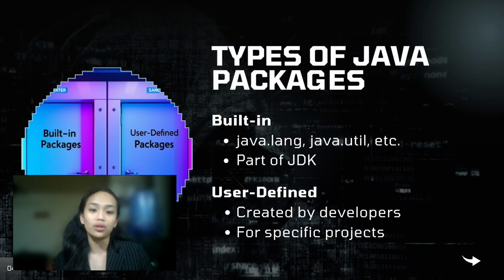For example, if you're building a game, you might create packages like christine.mygames.characters or christine.mygames.weapons. And of course, you need levels, right? So, christine.mygame.levels. This keeps all classes related to characters separate from weapon classes, making your code much easier to manage and understand, just like having separate folders for different research topics.